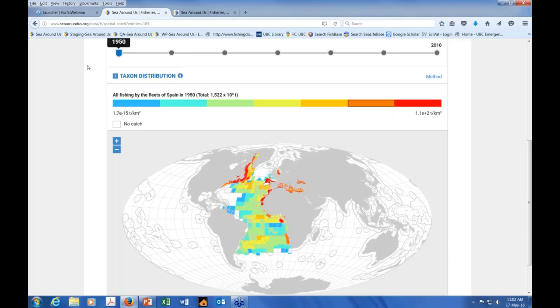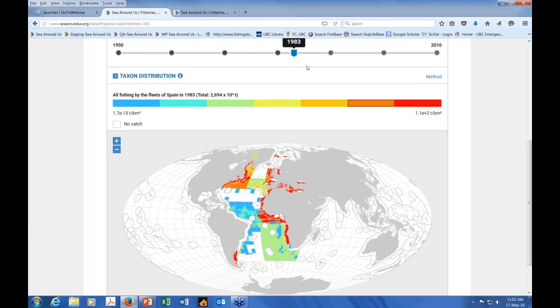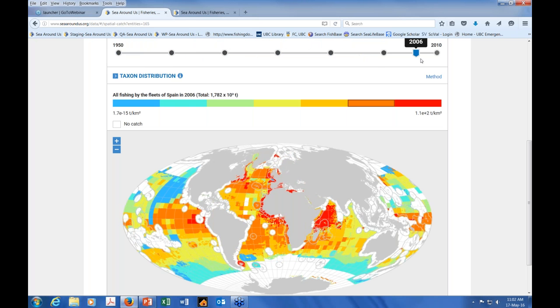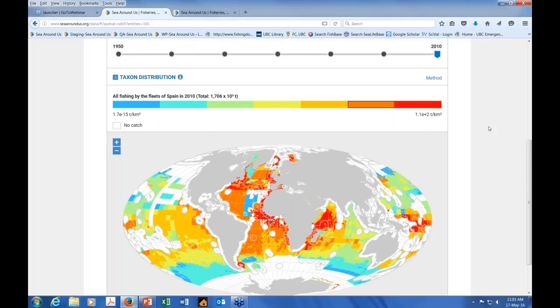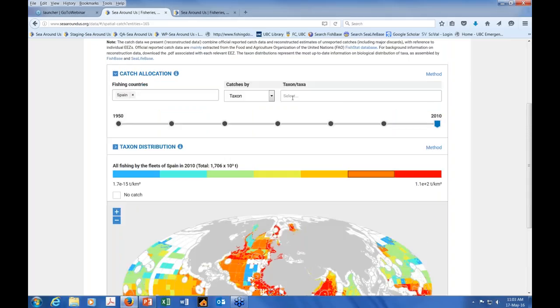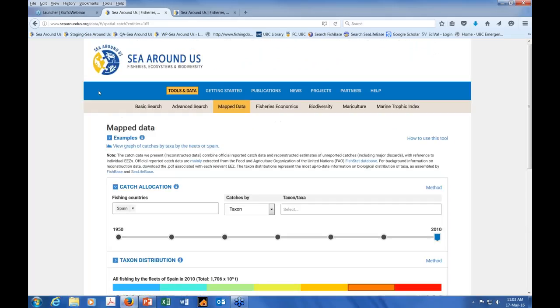And you notice, particularly with the Spanish fleet, initially being restricted to the Atlantic, it underwent a global expansion very rapidly, especially in the 80s, 90s, and in the 2000s. So you have various options. You can also look for catches by taxon, by species, rather than by fishing fleet. So you have a wide variety of tools here as well. It's not just about catch. It provides a large variety of different data and also analytical tools using the catch data.